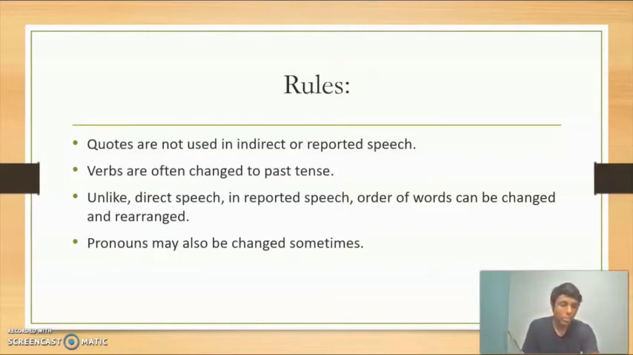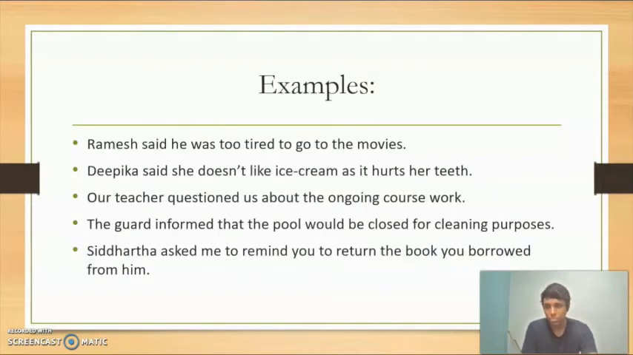We'll be looking at some examples now in order to make sure that we understand these rules and what the definition means. So the first example is that Ramesh said he was too tired to go to the movies. So the one thing that you notice right away as soon as you look at this example is that there are no quotation marks, and you'll notice that's the biggest difference, right? So there are no quotes in here, there are no speech marks in this example or any of the following examples. All of them are in indirect form, right? So the next one is Deepika said she does not like ice cream as it hurts her teeth. So again, there are no quotes marks.